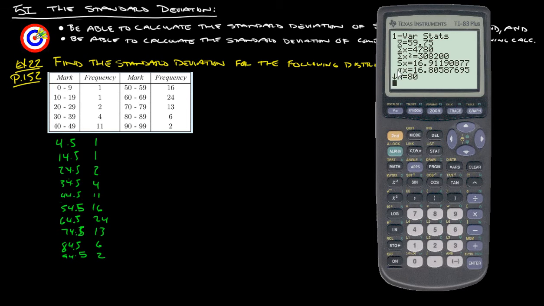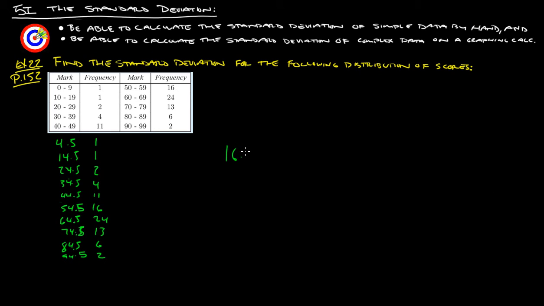And here, again, we're assuming that this is the entire population, so we use the super O X here, and we get that our standard deviation is 16.81. Alright, so that's all there is there for standard deviation.